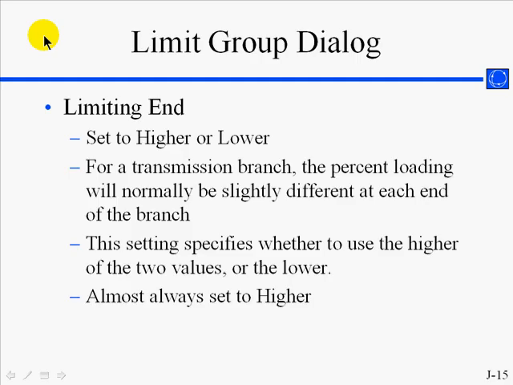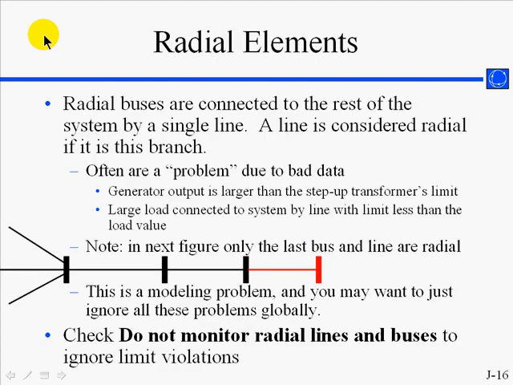Earlier we looked at the option to globally monitor or ignore radial lines and buses. This slide explains what a radial bus is. A radial bus is a bus that is connected to the rest of the system by just one line. A line is considered radial if it is the branch that connects the radial bus to the rest of the system.